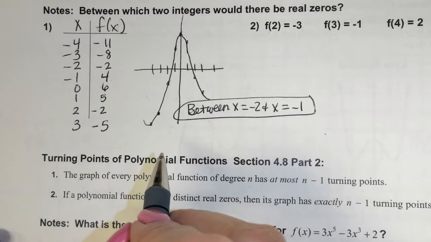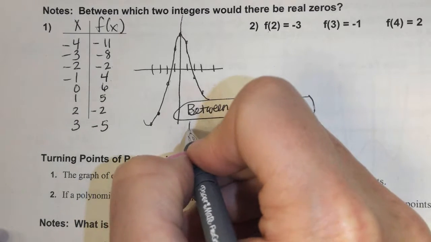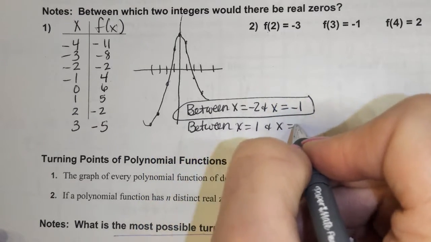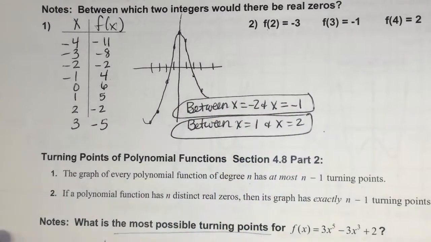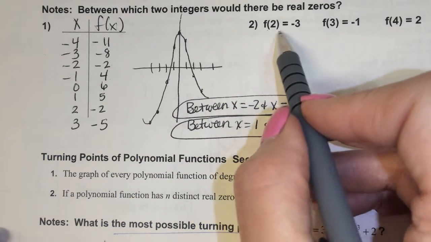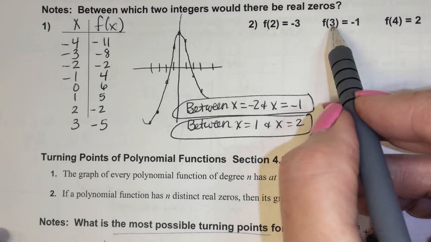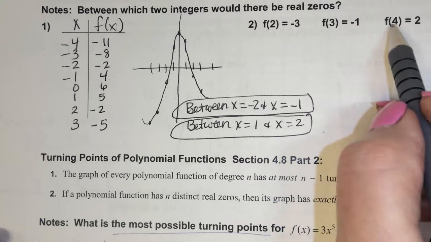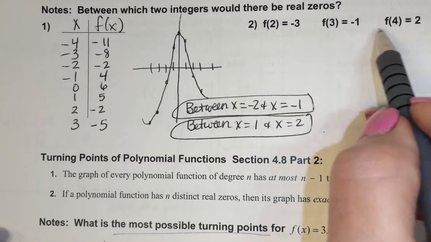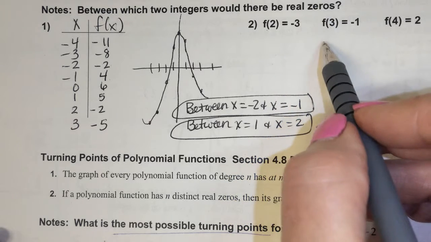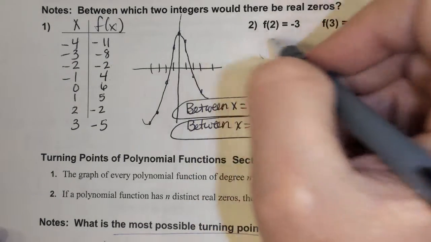Okay? Where is the other place that there must be a real 0? Between which x's? Right, so between x equals 1 and x equals 2, there must be an x-intercept, or there must be a 0. Okay, so what about on this one? We're told f of 2, that means when x is 2, y is negative 3. F of 3 means when x is 3, y is negative 1. When x is 4, y is 2. So between which two integers would there have to be an x-intercept? Would there have to be a 0? 3 and 4. Yeah, between 3 and 4.